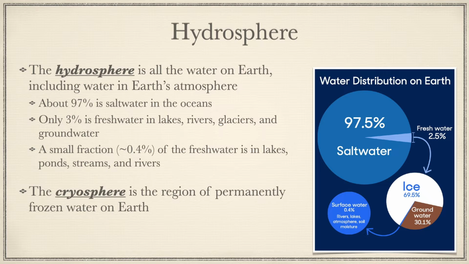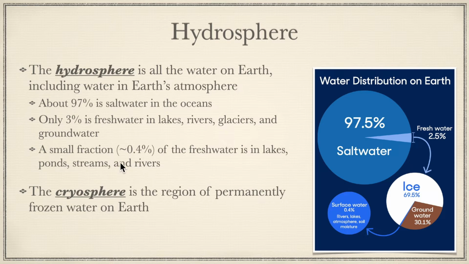Hydrosphere. So the hydrosphere is all the water on Earth, including water in Earth's atmosphere. So about 97% of that water is salt water in the oceans. So the vast majority of the water is in the oceans as salt water. 3% is fresh water in lakes, rivers, glaciers, and groundwater. So the fresh water is kind of distributed among a bunch of different places.